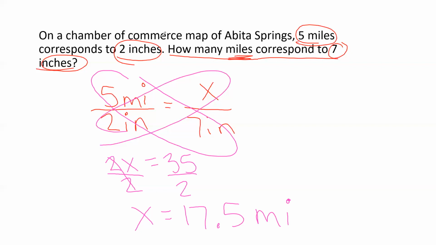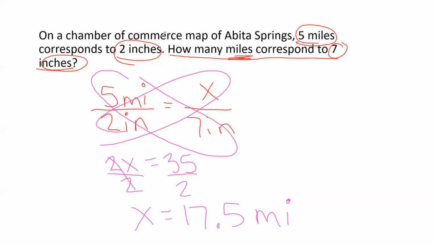So your first two numbers are your given. You put them on top of each other. Make sure you write those unit of measurement because you're going to need it for the third number and our fourth number. And in this case, our third number was 7 inches. Inches was at the bottom, so I'm going to put it at the bottom and then put X at the top. Then cross multiply.